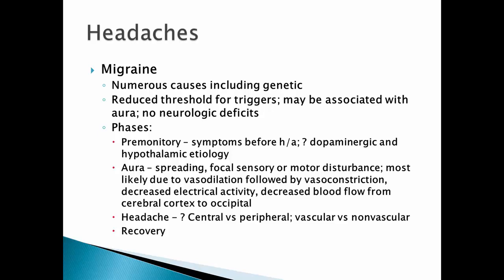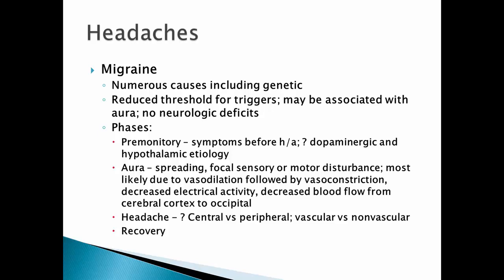We're not completely sure exactly what causes migraine headache, but certainly we don't have a good understanding of what causes this premonitory phase. But we think it may have something to do with the dopaminergic or the hypothalamic regions of the brain, those dopaminergic receptors and the hypothalamus.